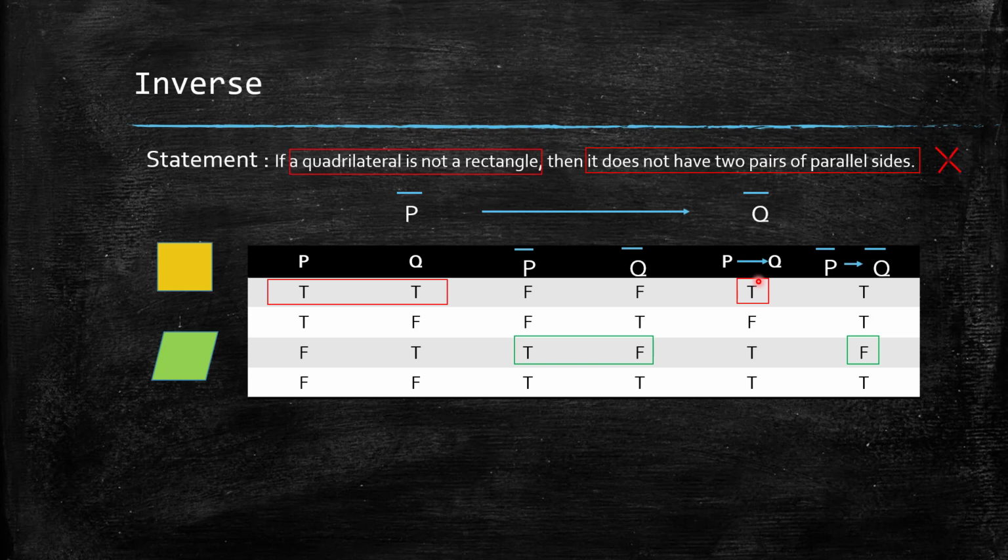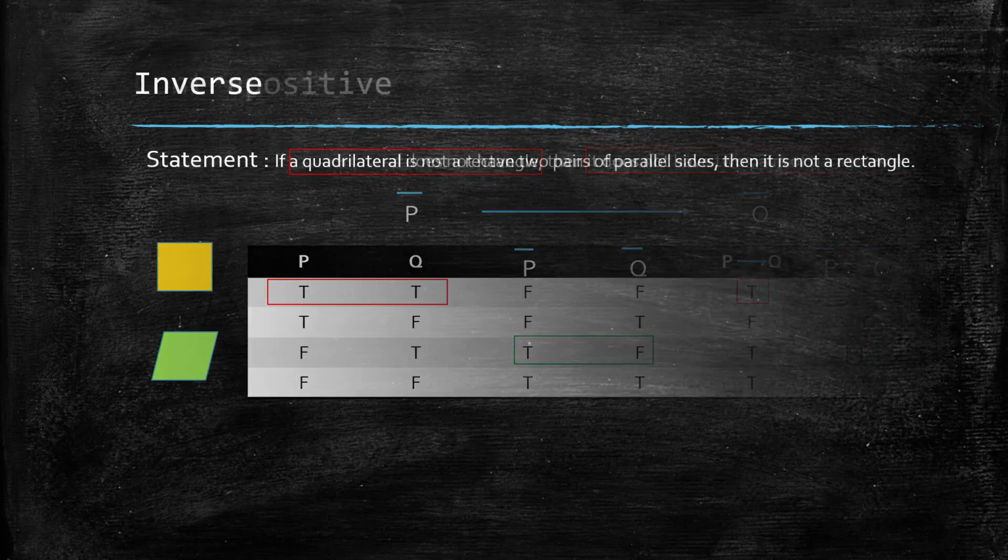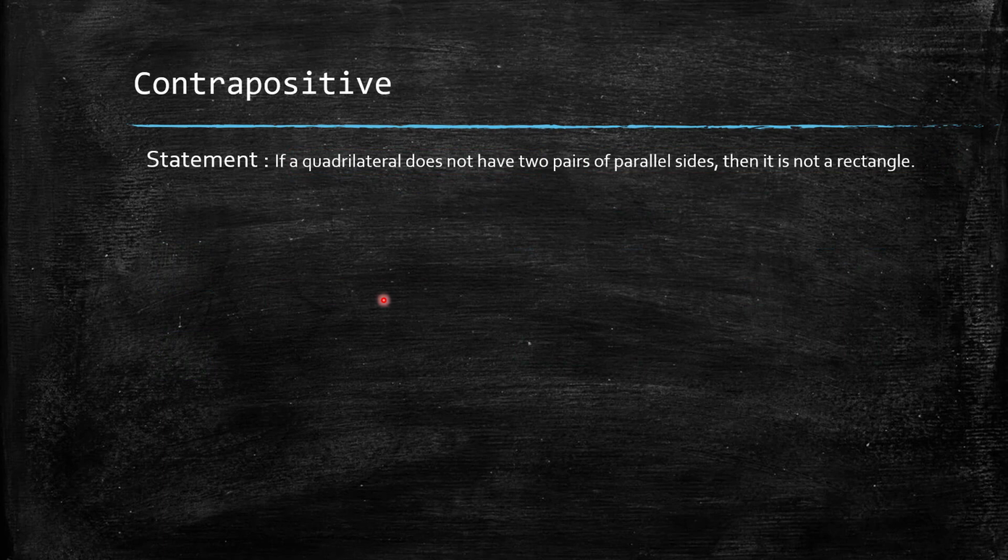So this is also false. Now from the truth table we already see when they will be agreeing. They'll be agreeing mainly when both P and Q are false or when P and Q are true over here. Same as we have seen in our case of converse, right? Now let's move on. Let's talk about contrapositive.